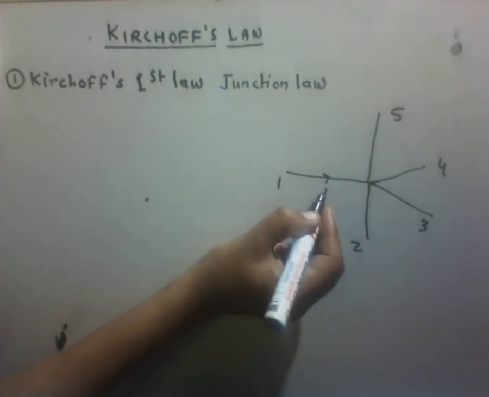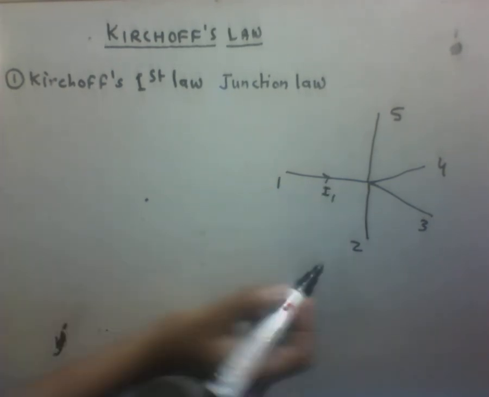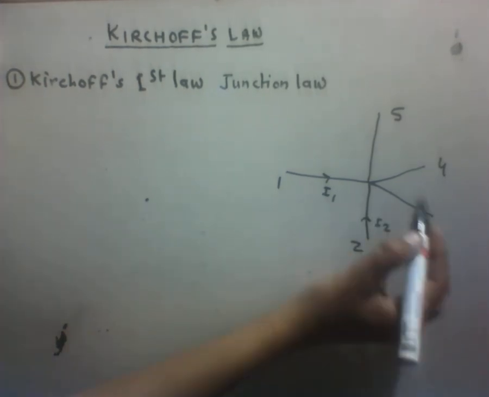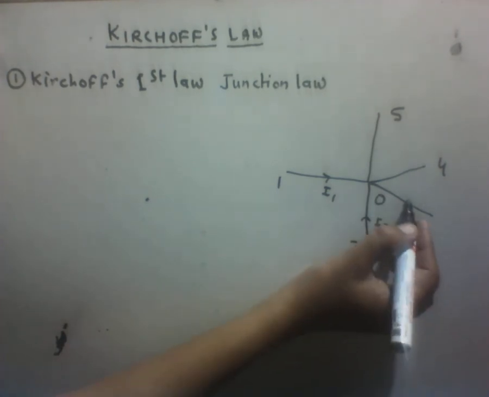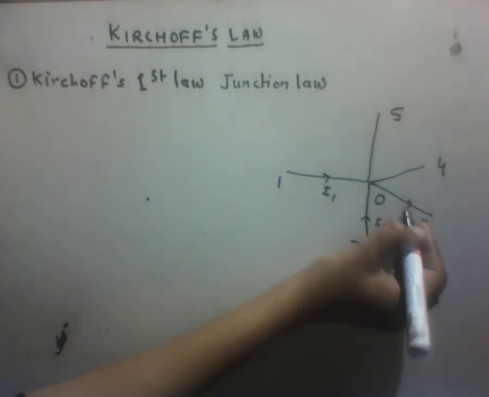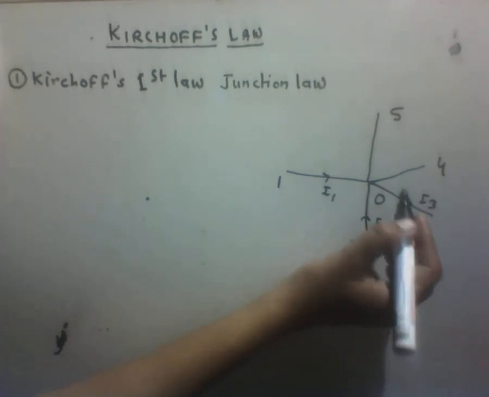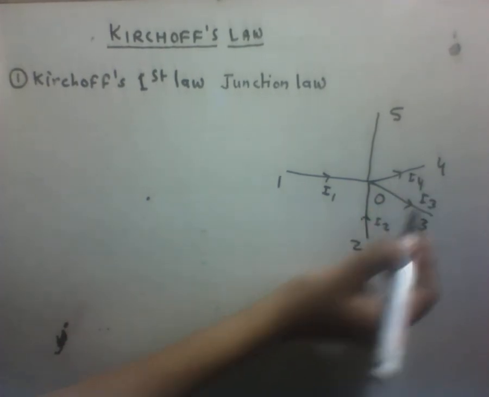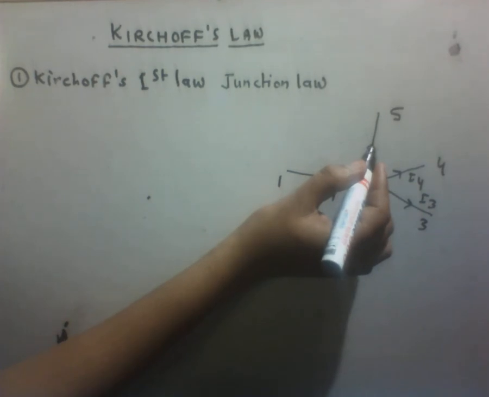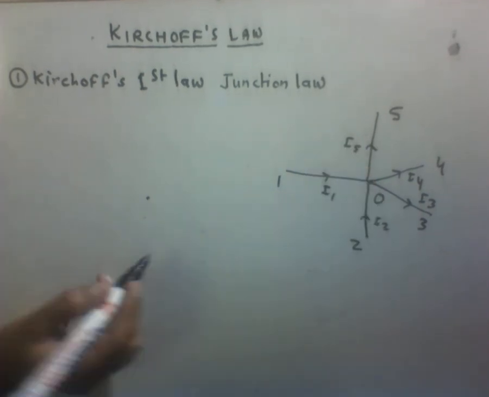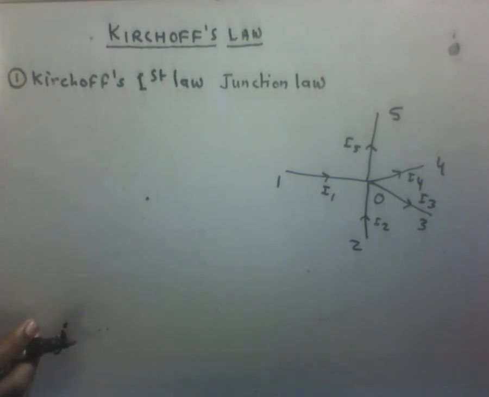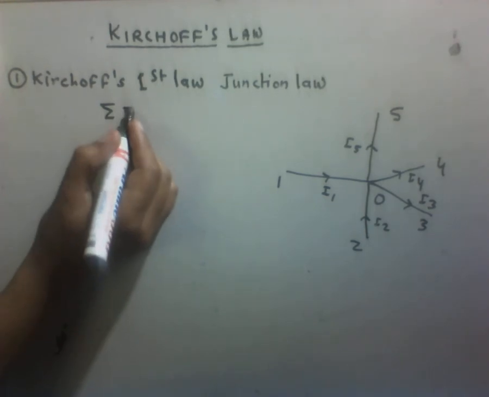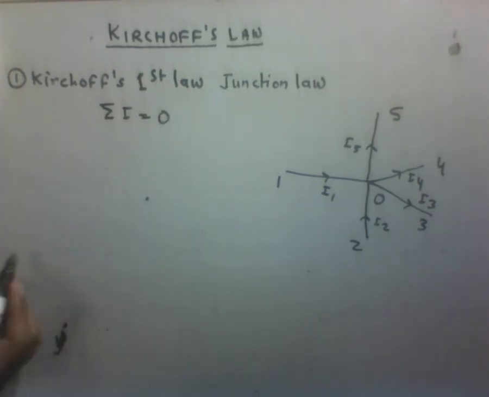Suppose I1 current is going along the junction, I2, and I3 is going out from the junction, I4 is going out from this junction, and I5 is also going out from this junction. Then according to Kirchhoff's law, the algebraic sum of all the currents meeting at O will be equal to 0.